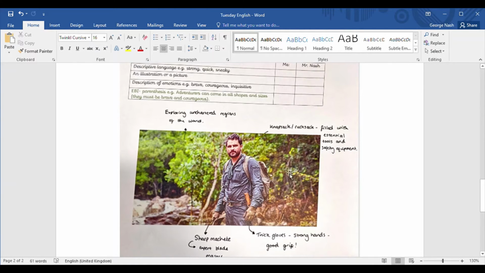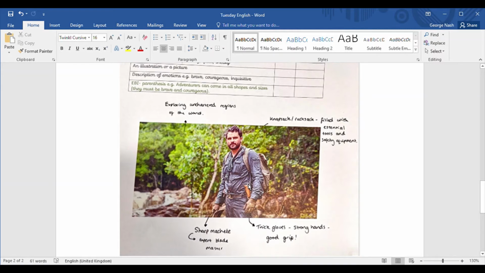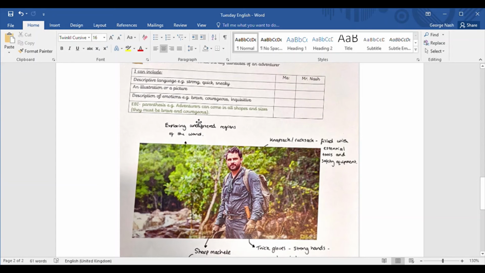I said he has a knapsack or a rucksack filled with essential tools and safety equipment. He has thick gloves and perhaps therefore he has strong hands and a good grip. So I'm just using here those detective skills again. He has a sharp machete here. Okay, machete just being a long knife, probably to cut away some of the branches and foliage in the background. And that means he might be an expert blade master. So when you do this, if you find your picture or if you draw your picture, I would label it first, because it might get you having some good ideas before you go on to write some sentences.